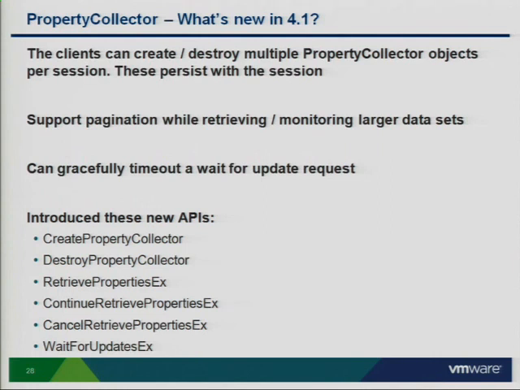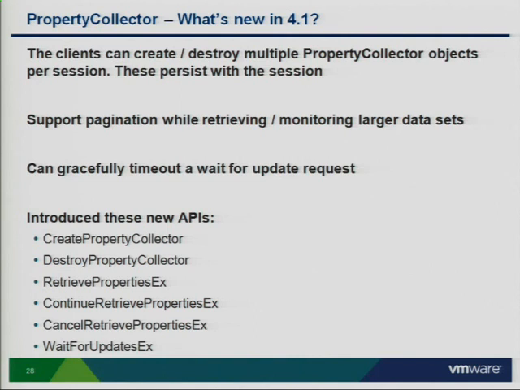4.1 gives you 3 significant changes related to property collector. The biggest one is pagination when you are trying to retrieve properties, and the new API is RetrievePropertiesEx. Another change is that when you are trying to wait for properties, you can set a timeout to gracefully time out. You don't have to wait for eternity for a property. So we'll get into all those details.